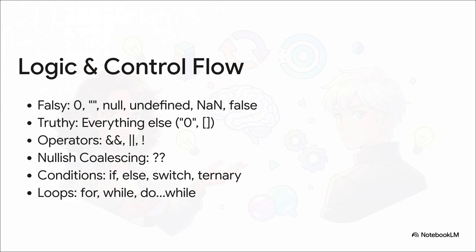We use standard logical operators too, like and, or, and not. But watch out, the and/or operators don't just return true or false. They actually return the operand value itself. So if you write "hello" or true, JavaScript returns the string hello because it's the very first truthy value it bumps into. We also have this great thing called the nullish coalescing operator, that's the double question mark, which safely provides a fallback only if the value on the left is strictly null or undefined. As for control flow, you've got your standard if, else, switch statements, plus your classic for and while loops.